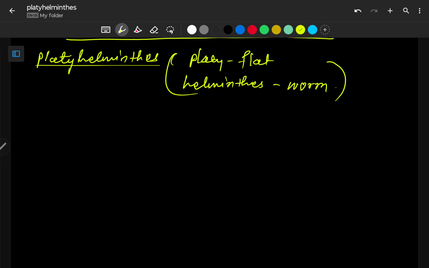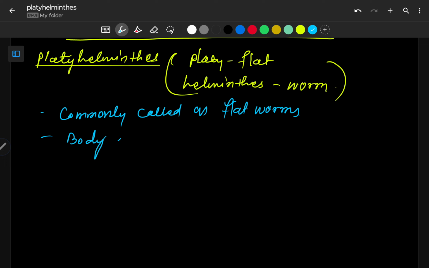Now come to the features, general characters of this phylum. The Platyhelminthes are commonly called flatworms. Okay, and their body is dorsoventrally flattened.